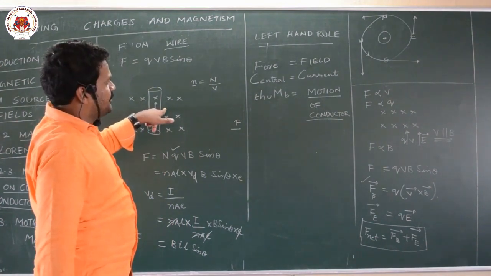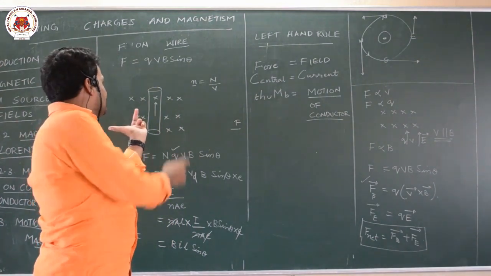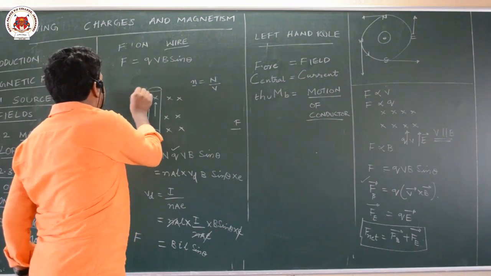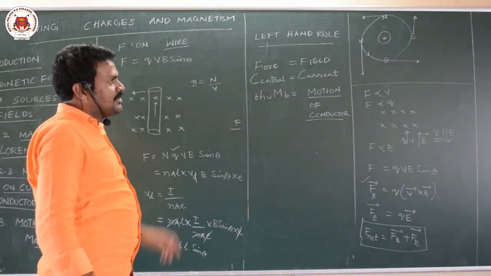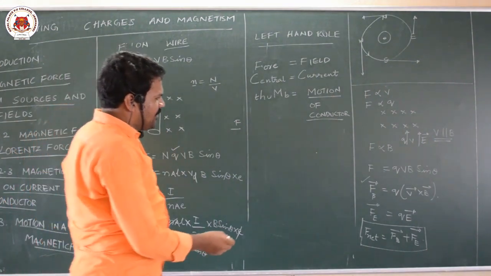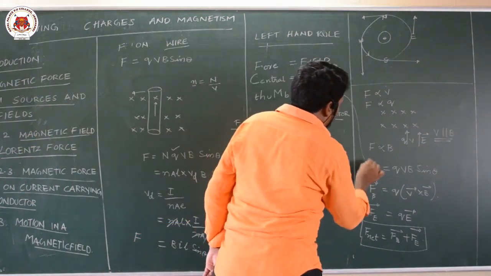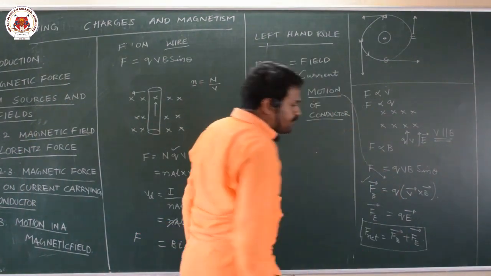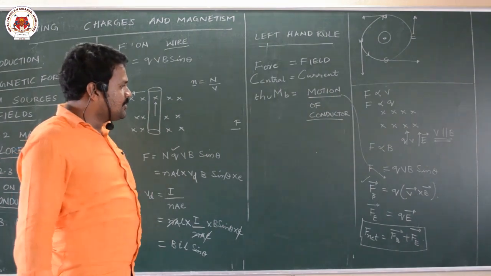Field is inside, current is upwards. So this wire will get deflected in this direction. Same rule we can apply for this also.